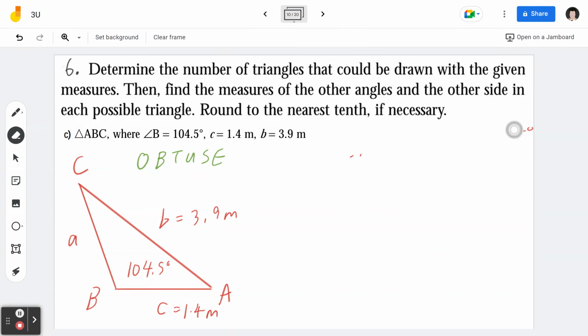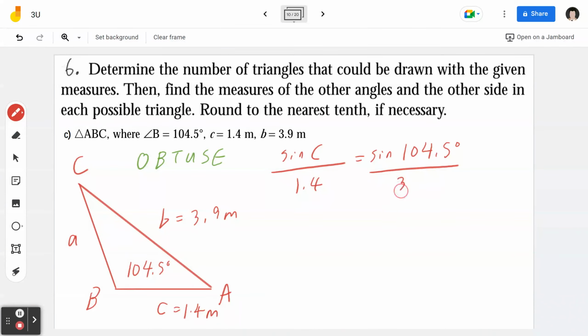I'm going to erase this now so there's more space. So for example, you can say sine C divided by 1.4 equals the sine of 104.5 degrees divided by 3.9. You can grab your calculators. Let's find the angle. 1.4 times sine of 104.5. Divide that by 3.9. Take the inverse sine of the answer. This is going to be approximately 20.3 degrees. I go back. I write down 20.3 degrees.